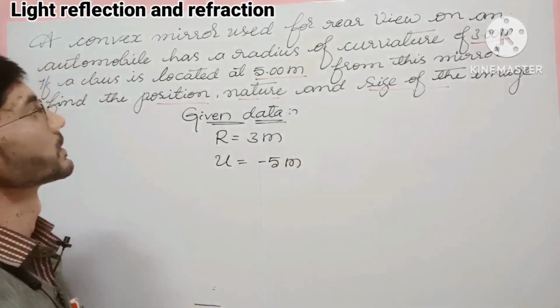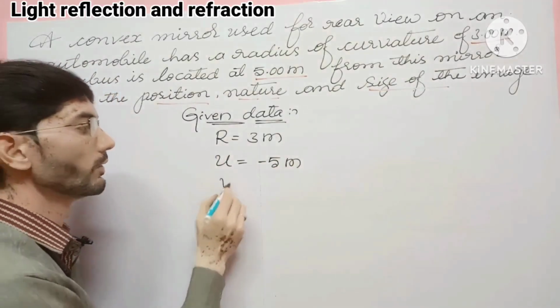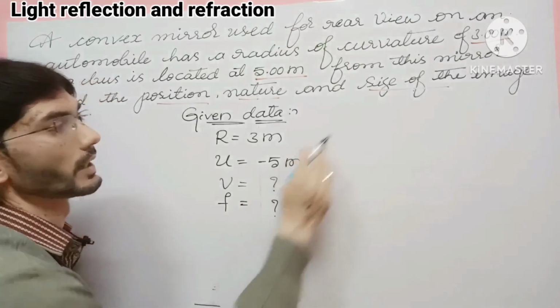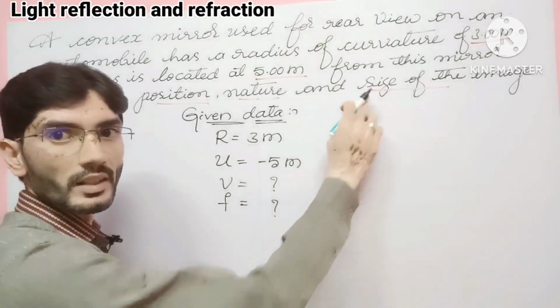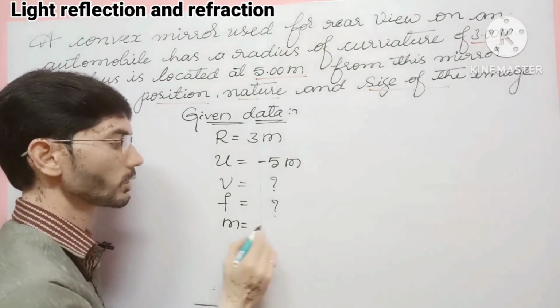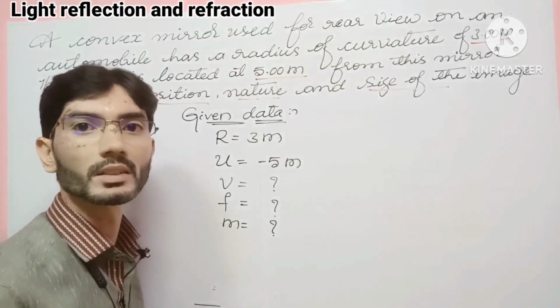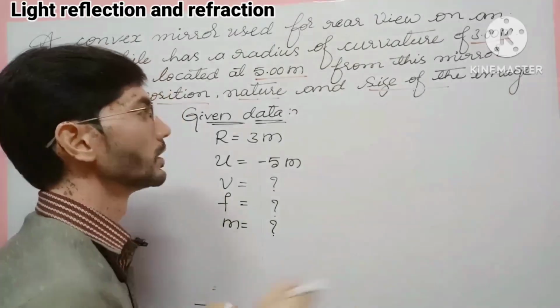Now thereafter what else has it given? Now we have to find out V, and thereafter focal length we have to find out, and here it has asked size also, so we have to find. So M is equal to, that is also a question mark. Now this is about given data. Now by using this data, let's solve the numerical.